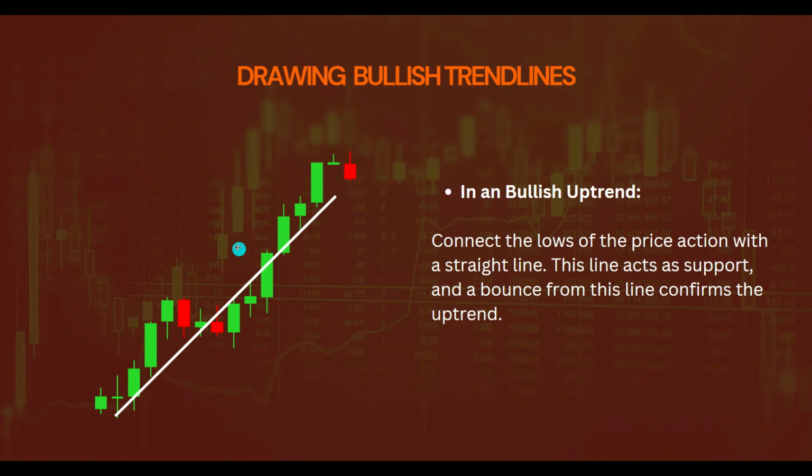So, drawing bullish trend lines. When you connect the lows of the price action with a straight line, this line acts as support, and a bounce from it will confirm that it is an uptrend. See the touches, 1, 2, 3, and then it went a little bit under, came back up, and carried on the trend until this looks like it's going to break the trend and come down. Now, the more bounces it has, the more that confirms the uptrend is strong.